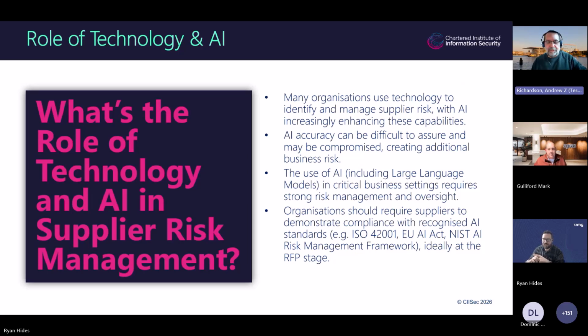AI is on everybody's lips these days, and the guide explains how technology can streamline processes, but it also highlights that AI is difficult to assure its accuracy. So where do you see AI adding real value, and where is it currently too risky to rely on? I'm happy to start if you like. Well, yeah, sorry, yeah. Mark. Yeah, go ahead. That's fine.